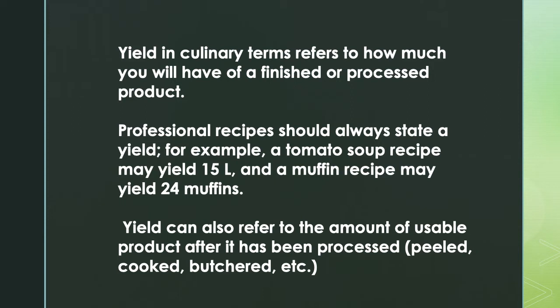Yield can also refer to the amount of usable product. So that's like a tenderloin, as we'll use an example later, after it's been processed, after it's been peeled or cooked or butchered, or the fat's been taken off or the bones have been taken off. So yield is the final product after it's been processed, or after it's finished, produced.